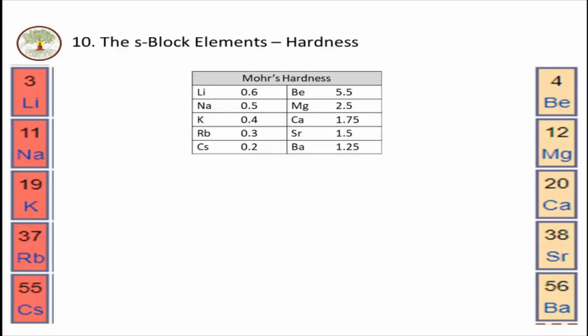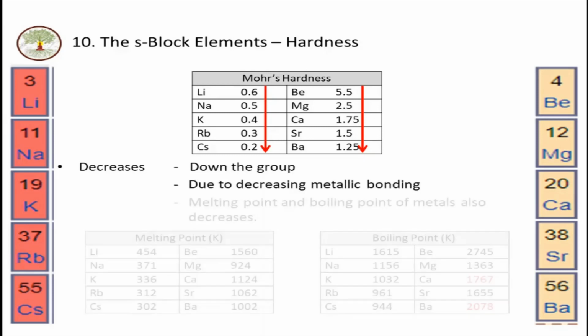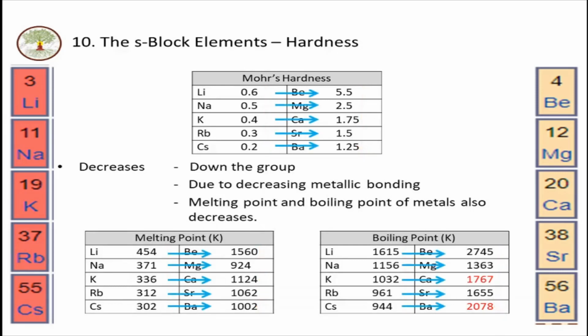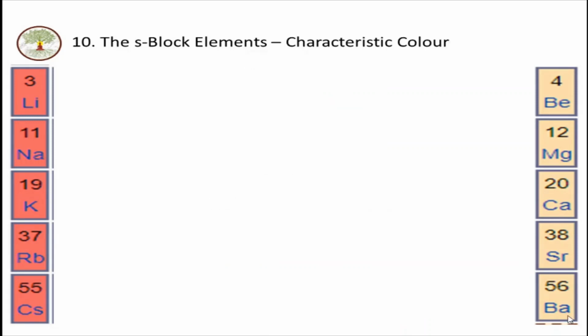As we move down the group, hardness of metal decreases. It is due to the decreasing metallic bonding. Because of this, melting and boiling point of metals also decrease down the group. And as we move across the period, the hardness of metals increases, and so do their melting and boiling point.